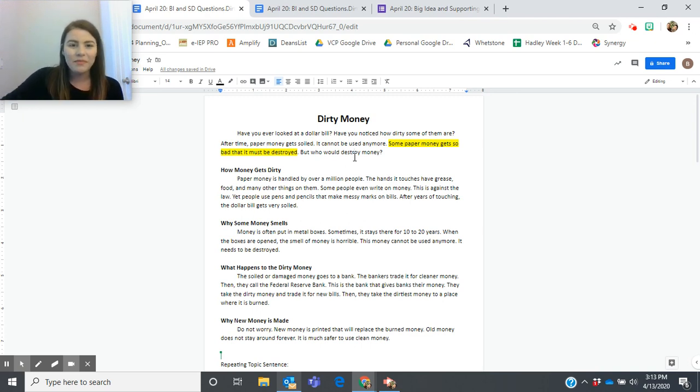Let's keep reading. Paper money is handled by over 1 million people. The hands it touches have grease, food, and many other things on them. Some people even write on money. This is against the law. Yet people use pens and pencils that make messy marks on bills. After years of touching, the dollar bill gets very soiled.